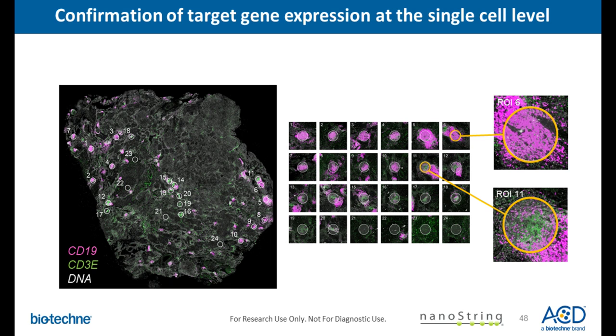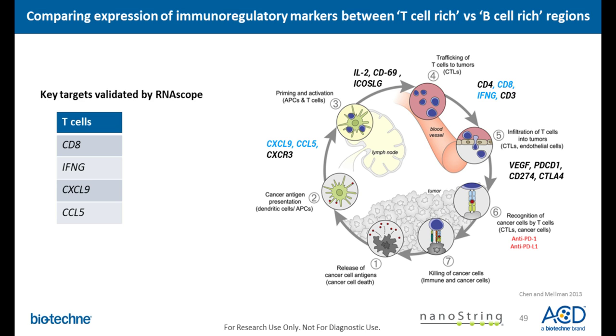So for that purpose, we selected ROI6 and ROI11. As you can see, ROI6 is a CD19-rich ROI, and ROI11 is a CD3-rich ROI. So this way, we can compare the differential gene expression between these two ROIs that we got from GeoMx DSP analysis, and then pick certain key targets that were differentially expressed and come back to RNAscope to validate their expression on a serial section.